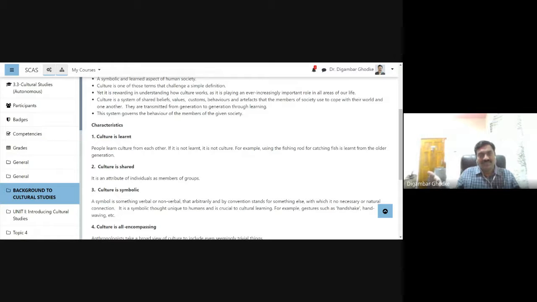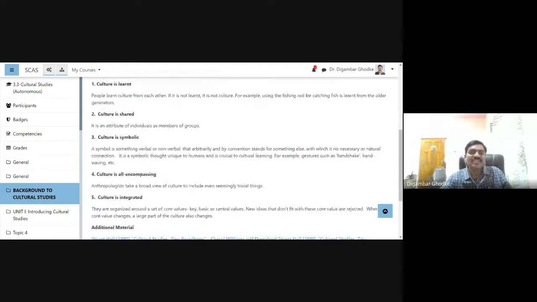Further, culture is symbolic. Now, while understanding these characteristics of culture, you must be recollecting some of the characteristics of language. Language is learned, language is shared, language is symbolic. Same in the case of culture. Culture is learned, culture is shared, culture is symbolic.